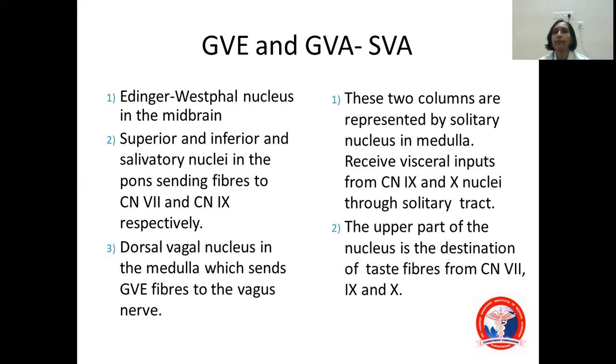The general visceral afferent and the special visceral afferent components are represented by the solitary nucleus of the medulla. They receive visceral inputs from the ninth and the 10th cranial nerve through the solitary tract. The upper part of the nucleus is the designated part for the taste fibers. So these taste fibers are carried through the 7th cranial nerve, 9th and the 10th cranial nerve.